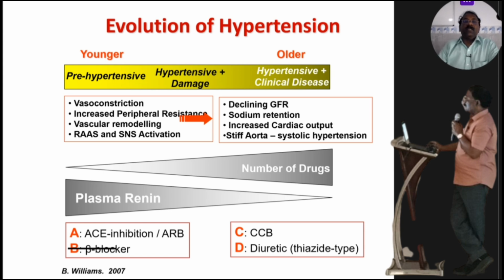Evolution of hypertension: in the young, pre-hypertensive, then hypertensive, then hypertensive plus damage, and then clinical disease, and then the complications, etc. So how to pick up the people at the pre-hypertension level itself, not to introduce drug therapy, but to introduce non-drug therapy, your lifestyle measures. We are all pre-hypertensives. Okay.